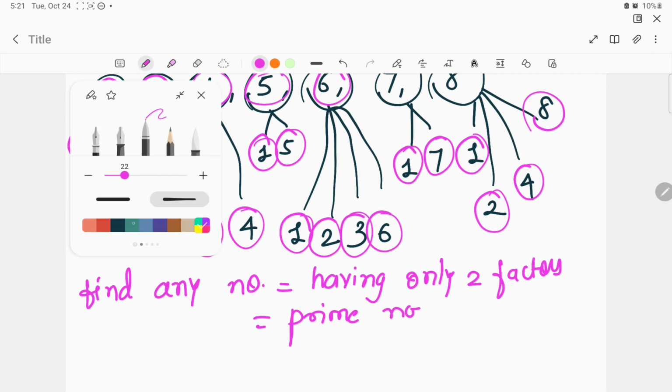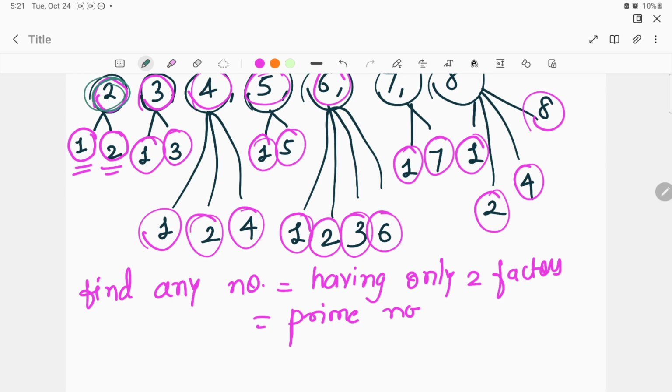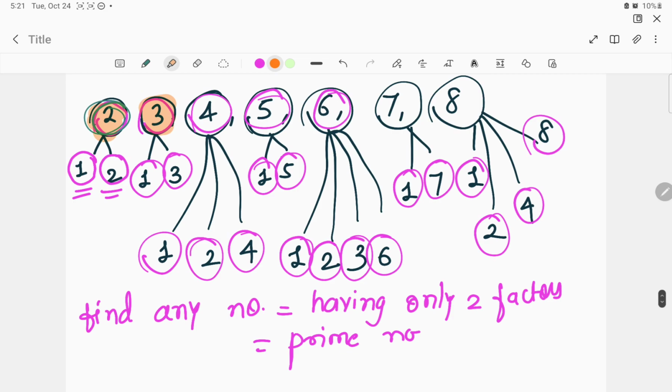So from the above examples we can conclude that 2 has only 2 factors. 3 has only 2 factors. 5 has only 2 factors. 7 has only 2 factors. If we look at the factors carefully, each of these numbers has 1 as a factor, and the other factor is the number itself, that is 2, 3, 5, 7. Apart from 1 and the number itself, the number has no factor. So these numbers are called prime numbers. I hope you have got the concept.